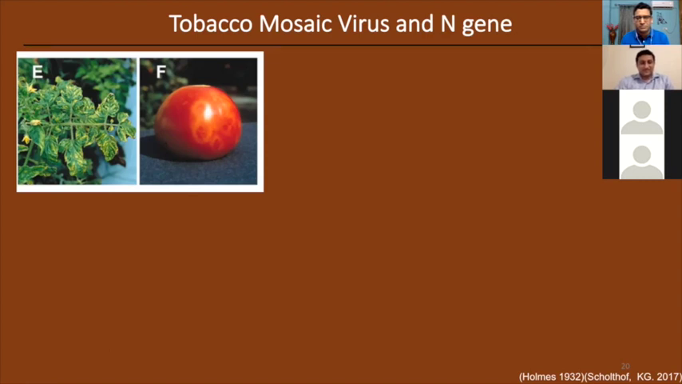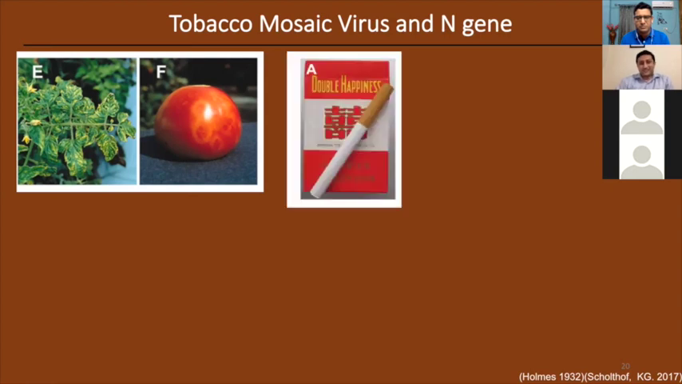Any guesses? If this was in person, I would ask you all. If you have any ideas, you can write them in the chat box too. The answer was this particular cigarette called Double Happiness. What was observed was that the farmers working in the field would go out and smoke the cigarettes, and these cigarettes were actually infected by the tobacco mosaic virus. And they would get back into the field and work, and unknowingly they would be infecting the tomato plants, and that was causing the disease.